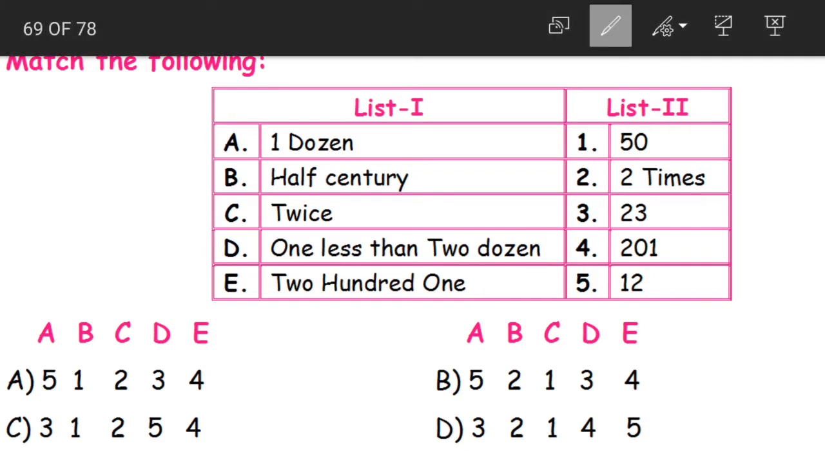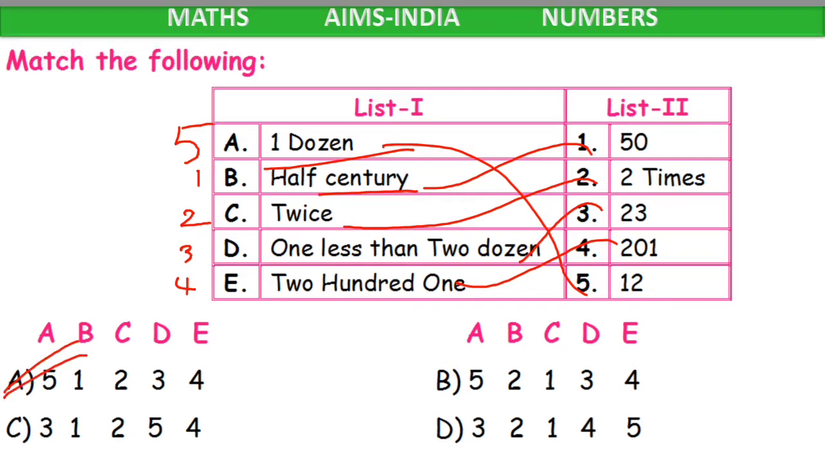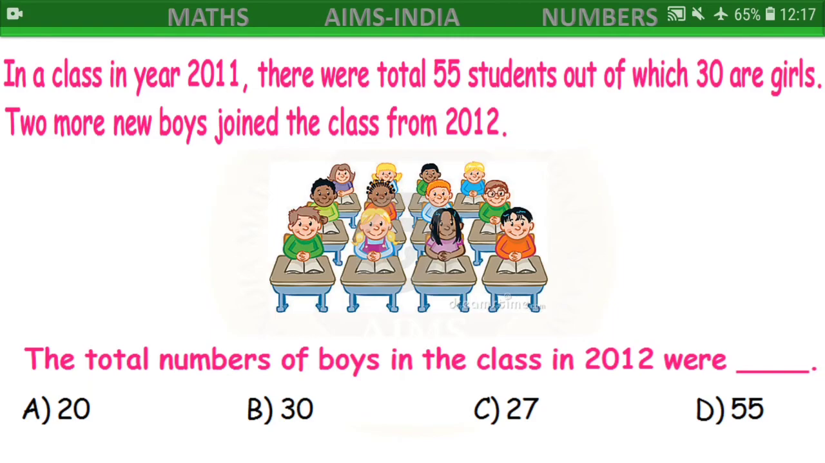This is a repeated question, right? Yes, 1 dozen means what? 1 dozen means 12, half century means 50, twice means 2 times, 1 less than 2 dozens becomes 23 and 201 is 201. What are the options? 5, 1, 2, 3 and 4. That is option A. This is a repeated question.